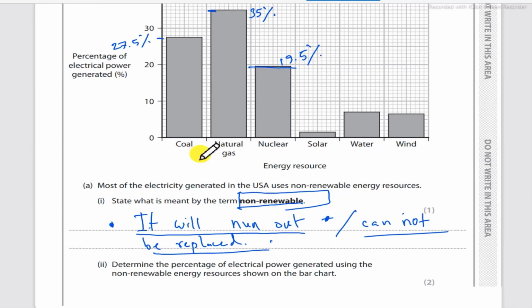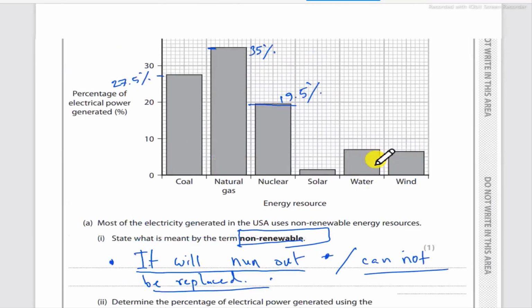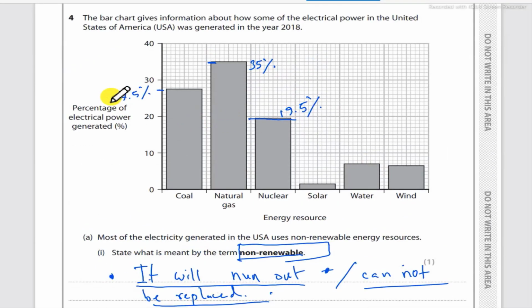So we have to determine the percentage of electrical power generated using the non-renewable energy resources shown on the bar chart. So 27.5% plus 35% plus 19.5%. So about 82%. Total 82%.